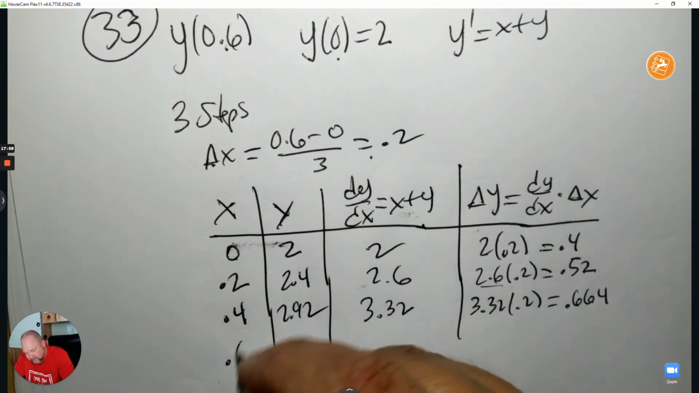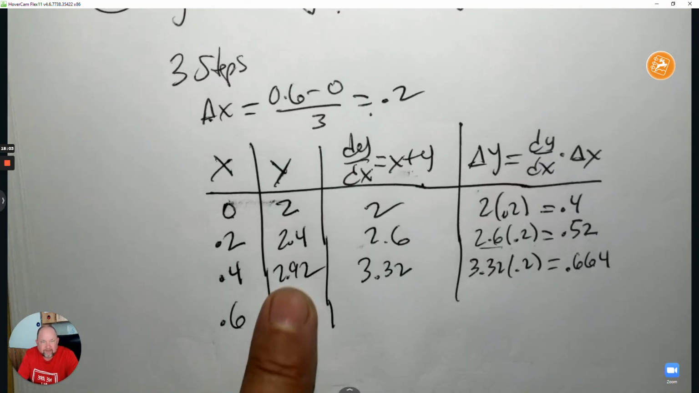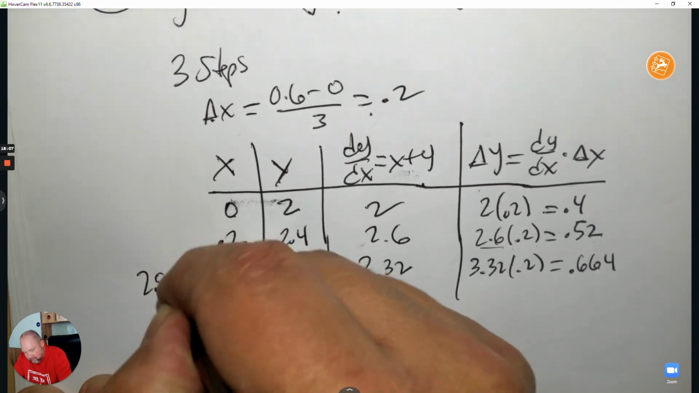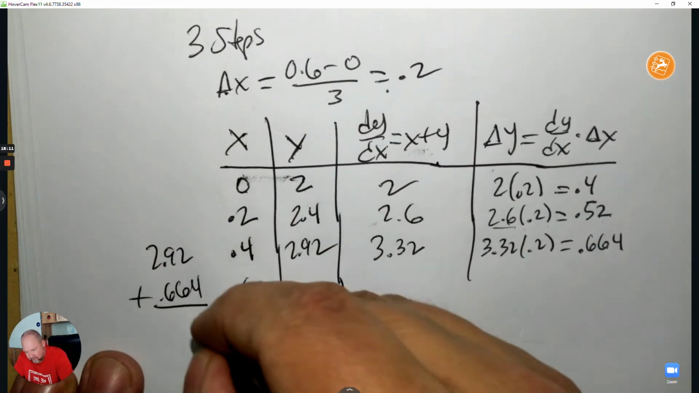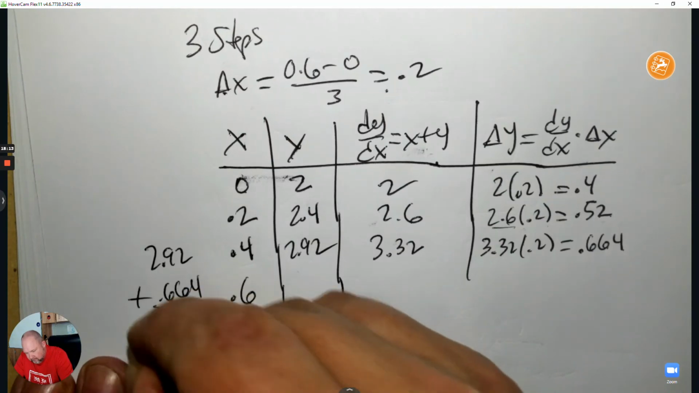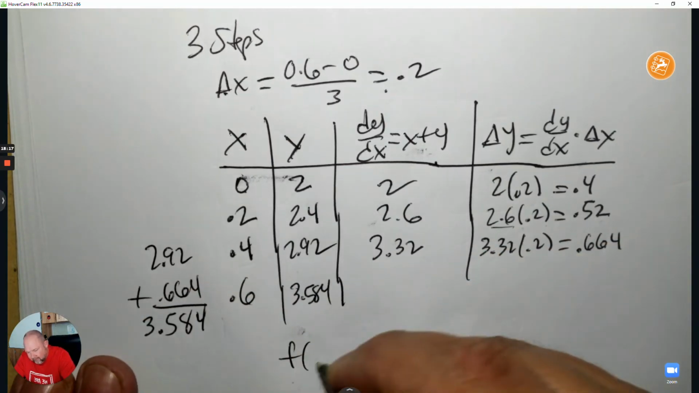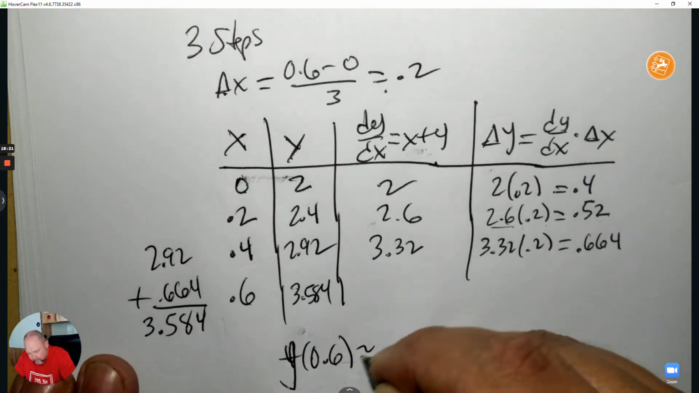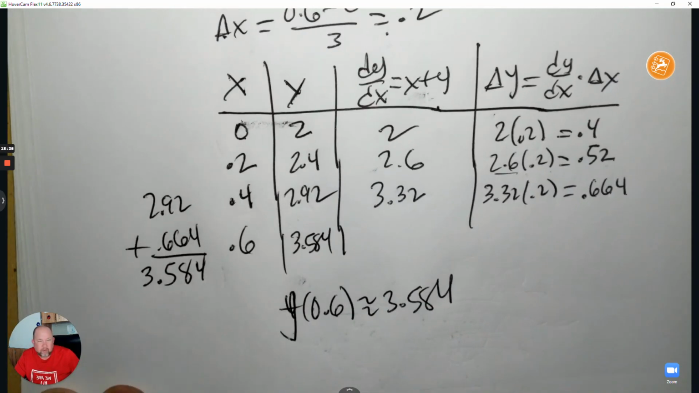All right, this is it. This is what we came for, right here. Take that answer and 0.664. I don't blame you if you have to. And that's the answer I'm looking for. So what's the approximate answer? And I got 3.584 using Euler's rule.